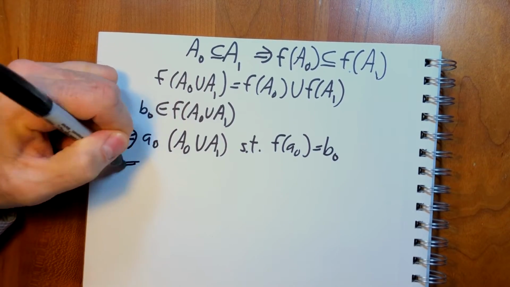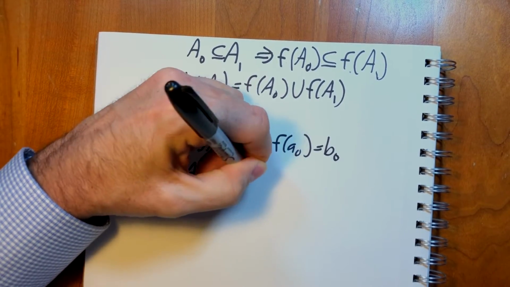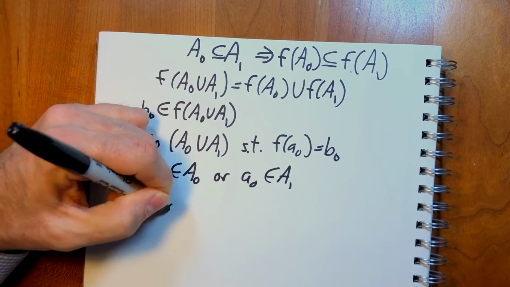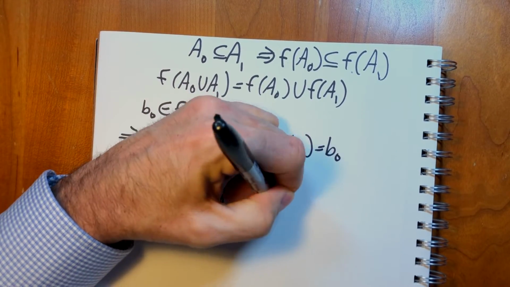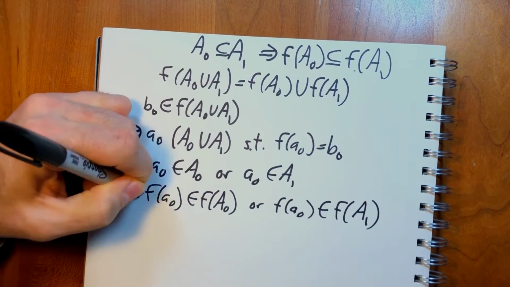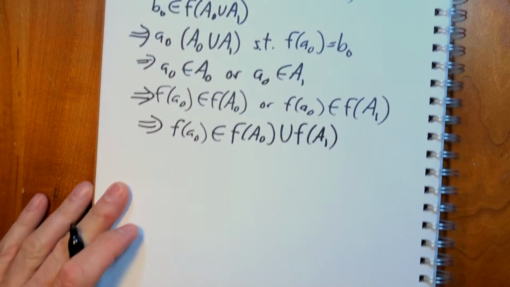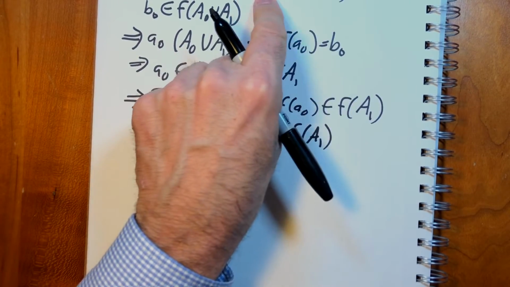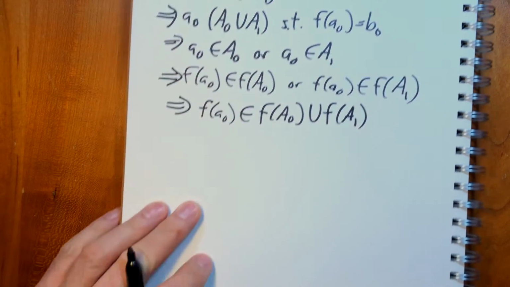So that means either a0 is an element of A0 or a0 is an element of A1. That means that f of a0 is an element of the image of the subset A0, or f of a0 is an element of the image of A1. And that means that f of a0 is an element of the union. Okay? So that's going this direction. Now, assume that b0 is an element of this, prove that it's an element of this.